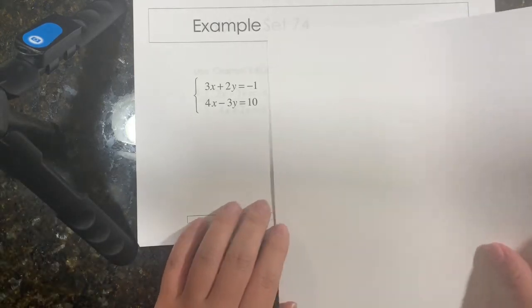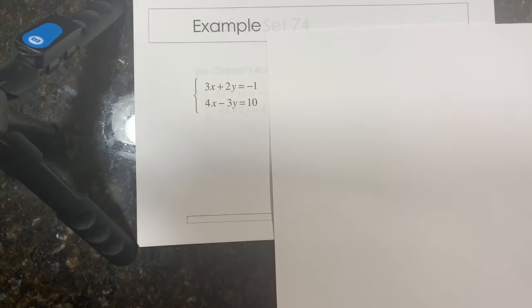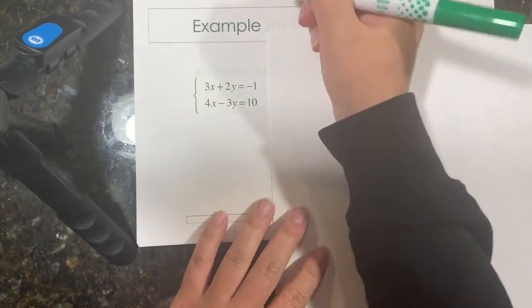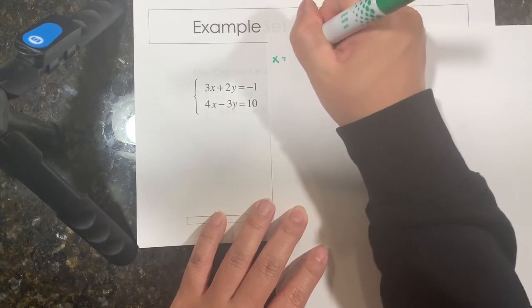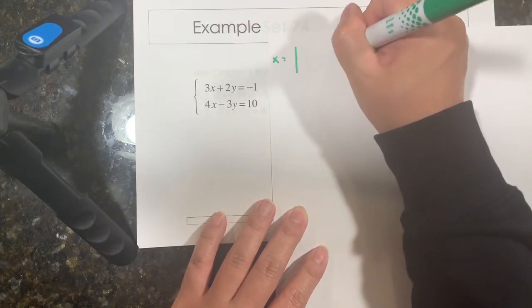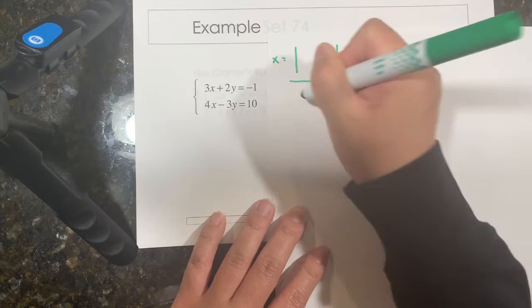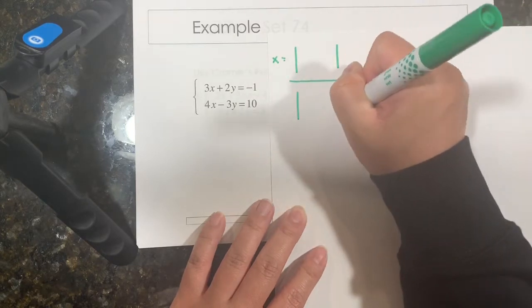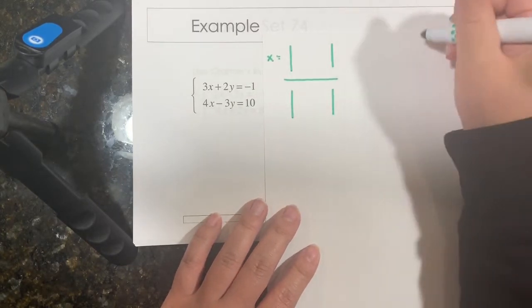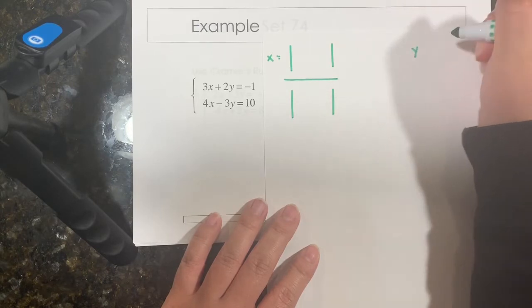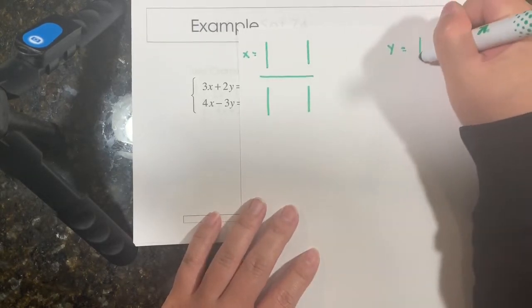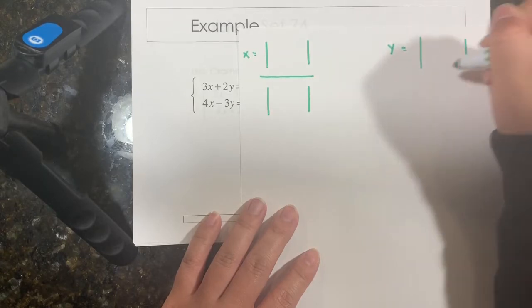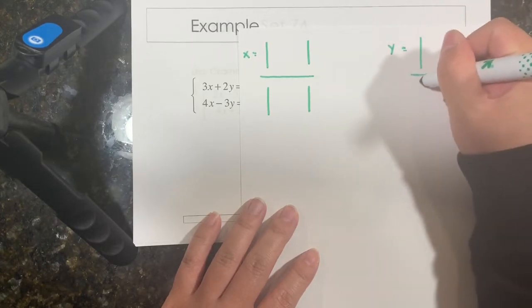So for this one, this is my example. I'm going to start with solving for x, and it's going to be a matrix over a matrix. And then for y, it's going to be the same. So it's going to be a matrix over a matrix.